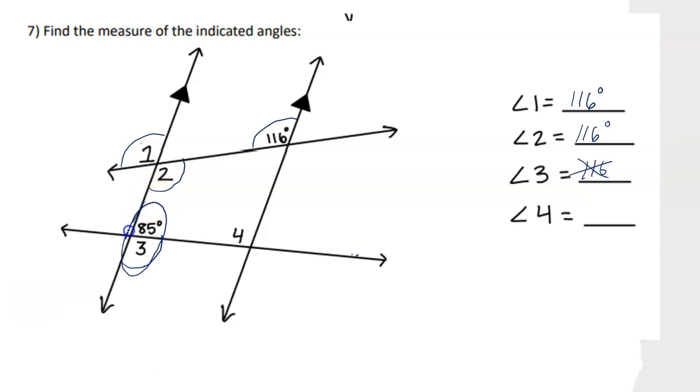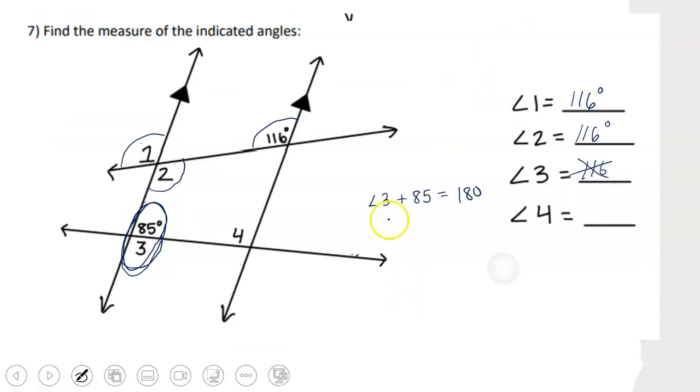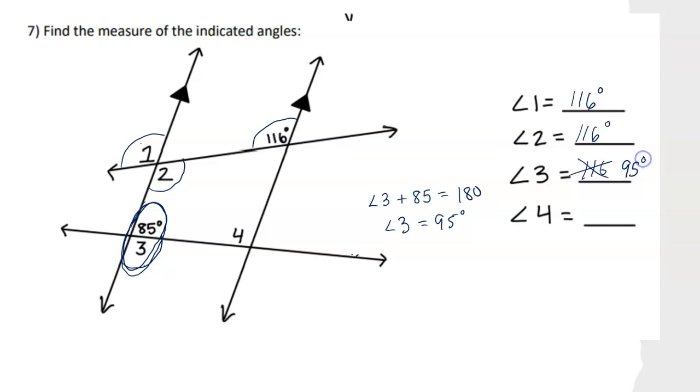So the way I'm going to figure out angle 3 is I'm going to look at this linear pair. Angle 3 plus 85 is 180 degrees, and so I know that angle 3 is going to be 95 degrees. Knowing that angle 3 is 95 degrees, if I go to that letter Z, I know that 3 and 4 are alternate interior angles, so they're congruent, so angle 4 is also going to be 95 degrees.